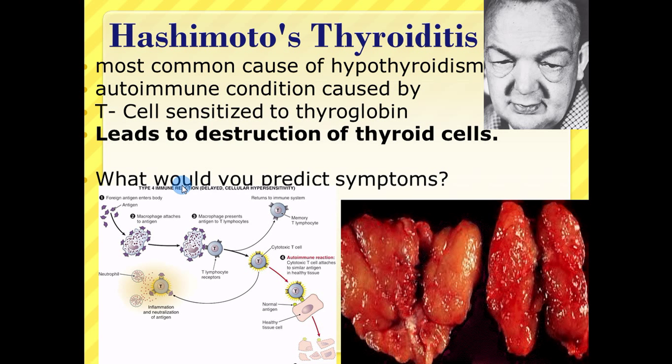Hashimoto's thyroiditis. So we talked about Graves' disease. Graves' disease causes increased activity of the thyroid. Hashimoto's causes destruction of the thyroid. So what's happening here is that something got in this person's body that looks a lot like thyroid tissue. Actually, thyroglobulin, which is a precursor to thyroid hormone.